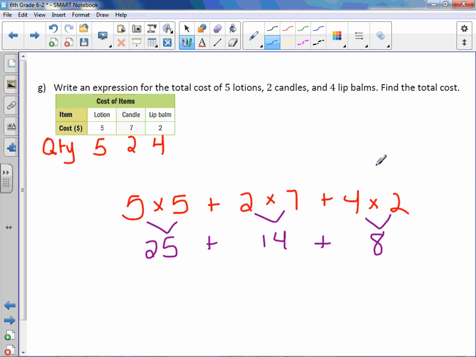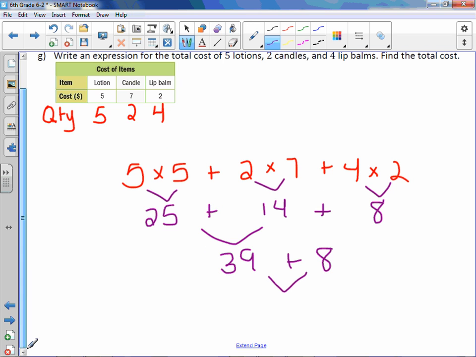And now let's add them from left to right. 25 plus 14 is 39. Bring down the plus 8. 39 plus 8 is 47. So it cost $47.